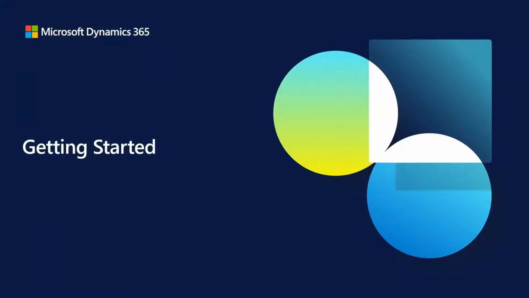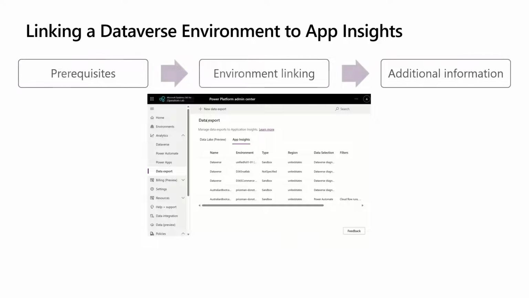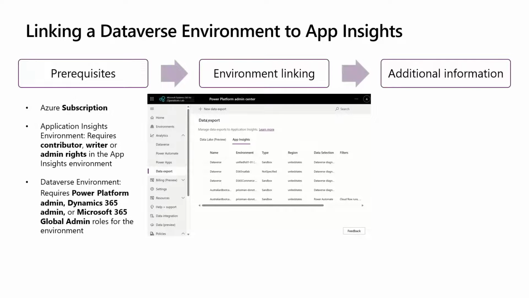Getting started. This is how you link the Dataverse environment to App Insights. There are a couple of prerequisites. You need access to an Azure subscription and App Insights environment. You require contributor, writer, or admin rights in App Insights. And in Dataverse, you need Power Platform Admin, Dynamics 365 Admin, or M365 Global Admin permissions.